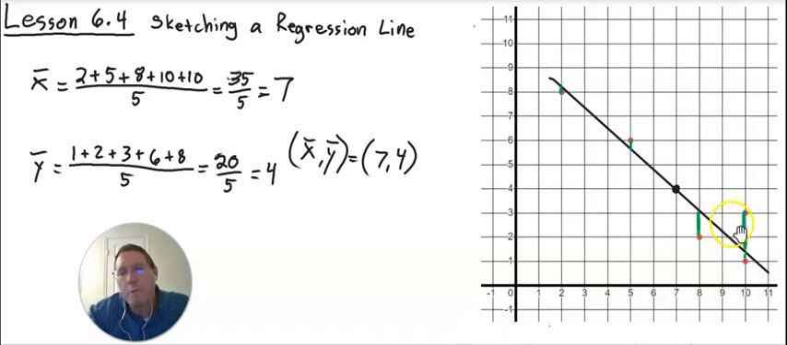We've minimized. See, that's really what you're trying to do when you learn this in the future. What we're trying to do is we're trying to minimize the length of these green lines here. We want to make them as small as possible. Okay, it's called a least squares regression line, but we're not going to get into that in this class right now.